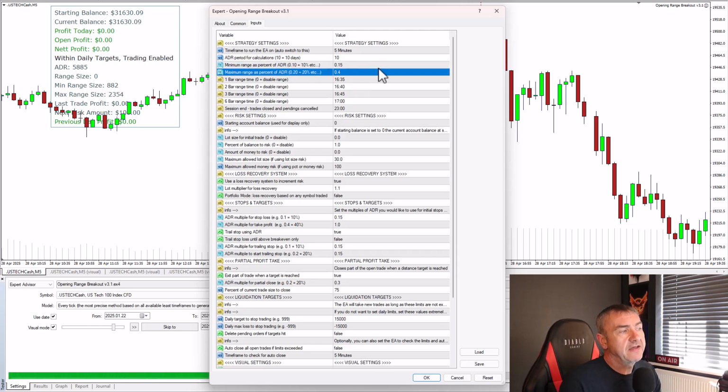They've got the maximum range there. That's defaulted to 40%. That's kind of what I've found is the best. It doesn't really matter too much what you use. It just has to be higher than the minimum, obviously.